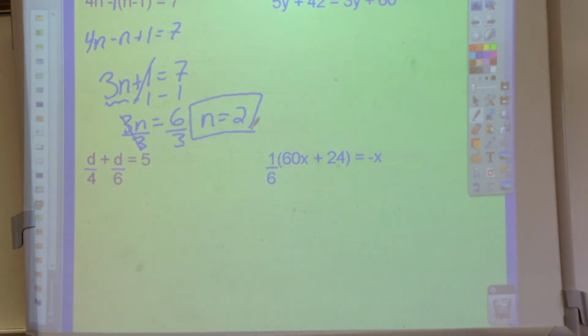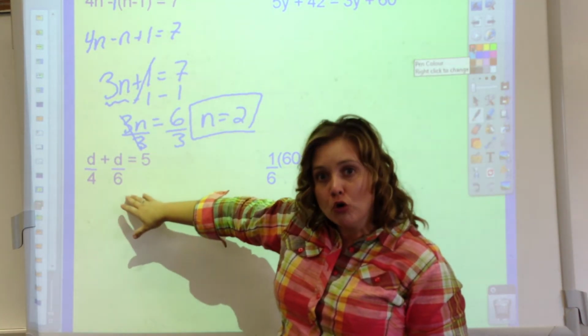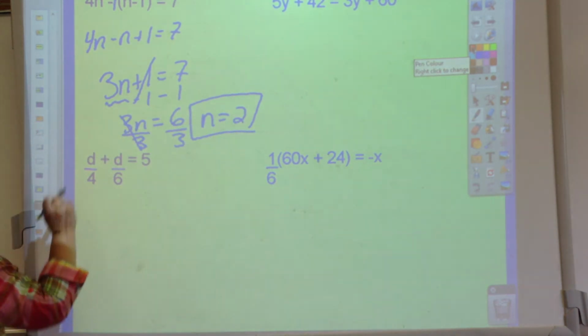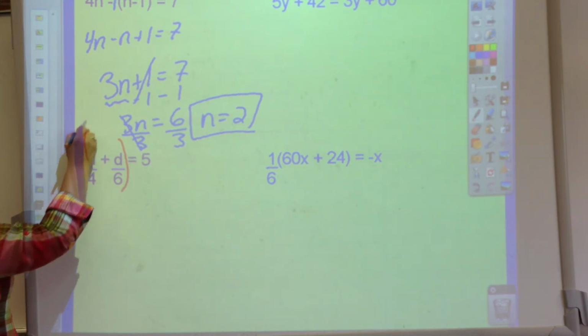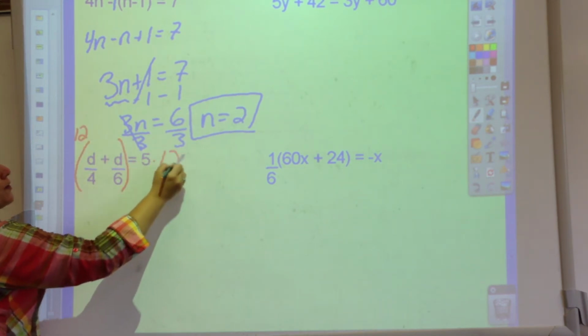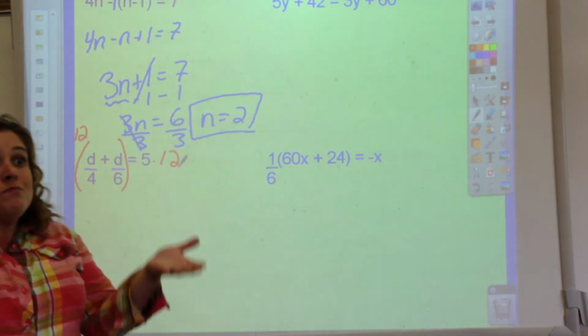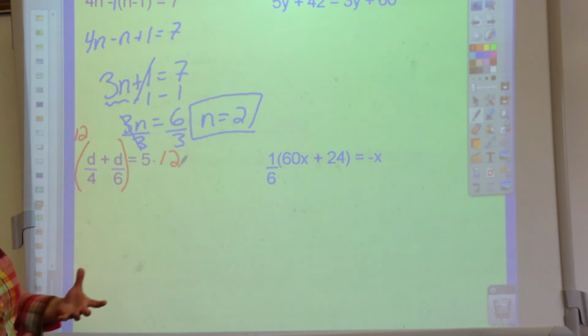All right, what if I have fractions in the denominator? First of all, I need to clear these fractions. And in order to do that, I find the least common multiple of my denominators. The smallest number that both 4 and 6 will divide into is 12. So I'm going to multiply both sides by 12. If I do the same thing to both sides, it balances and doesn't change my equation, just rewrites it.